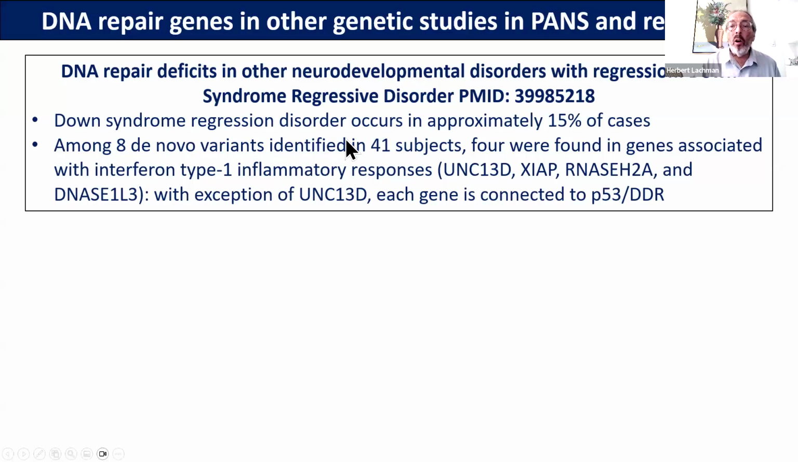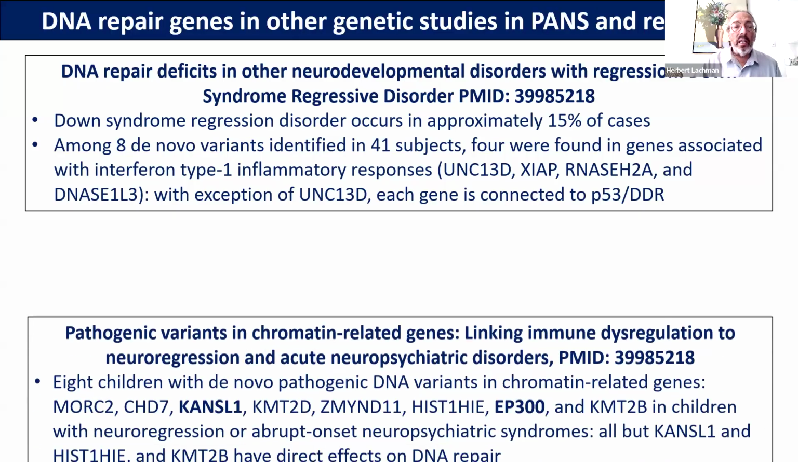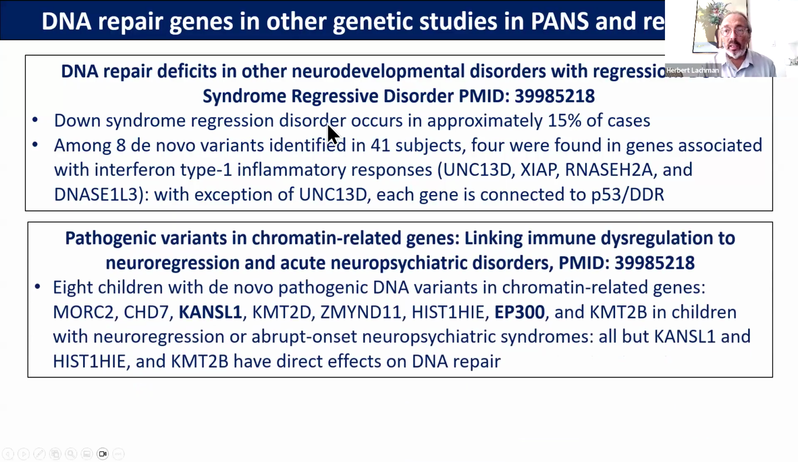And of those 4, 3 of them are connected with DNA repair. Then another study came out looking at cases very similar to the ones we look at, which is PANS and regression, and they found 8 de novo mutations in genes that affect chromatin, which are genes that affect gene expression and various other functions of chromosomes. And of those 8, 5 of them are DNA repair genes, which will have a major effect on DNA repair.